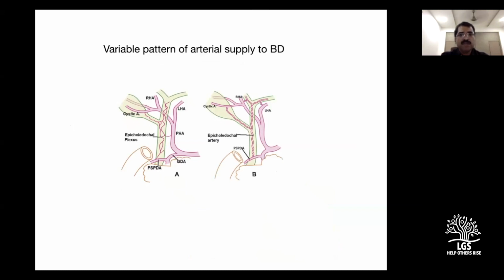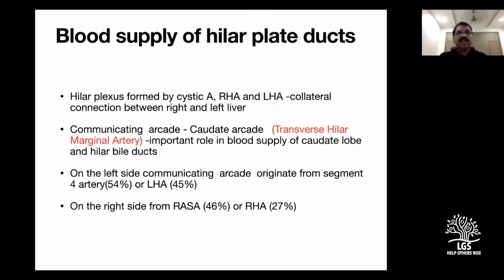So there are variable patterns of arteries described to supply the bile duct. So the cystic artery may give blood supply to the bile duct. So sometimes if you preserve the cystic artery, it can actually supply part of the bile duct. So next comes the blood supply of the hilar plate ducts.